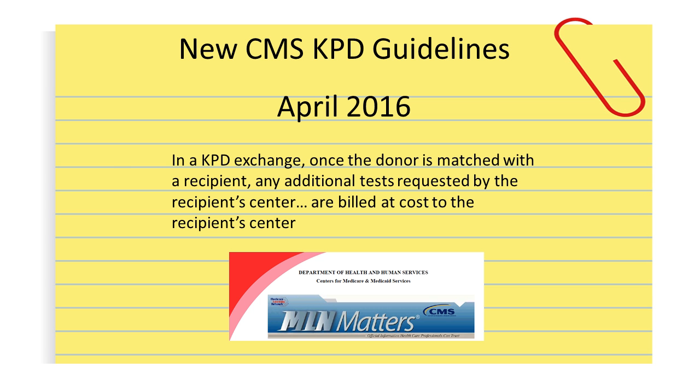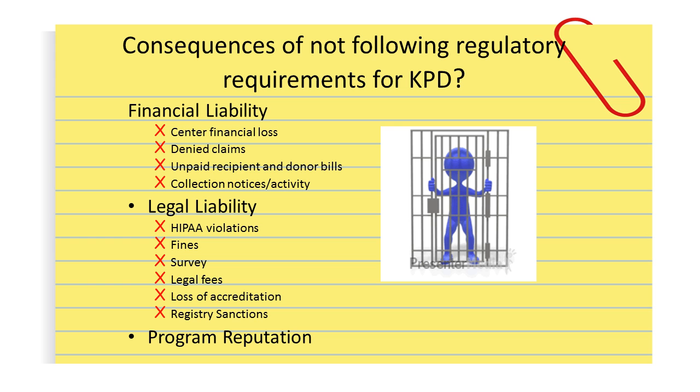Many centers work up their donor fully and enter them into the registry exchange, and essentially they maintain that donor until they're matched. The only time is once your donor is matched and the recipient center decides that they want additional testing, at that point the recipient center would pay for that. But prior to that, you can keep all those costs, put them into your cost center, and treat that donor just as you would any other living donor.